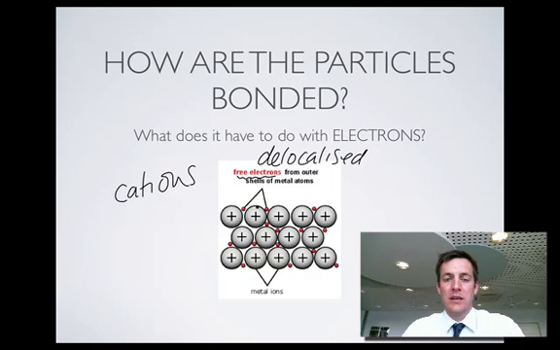And clearly, if you've got electrons moving around between these positive charges, and the negative electrons attract positive charges, then they're going to act as a kind of glue in between those positive ions. So this is often described as metal ions floating in a sea of delocalized electrons. And it's the attraction between those electrons and those positive ions that gives the metal structure its strength.